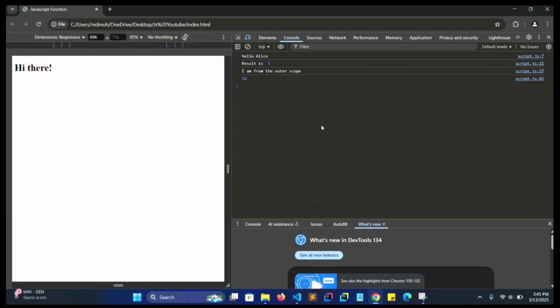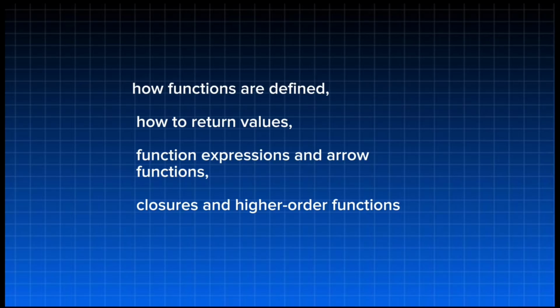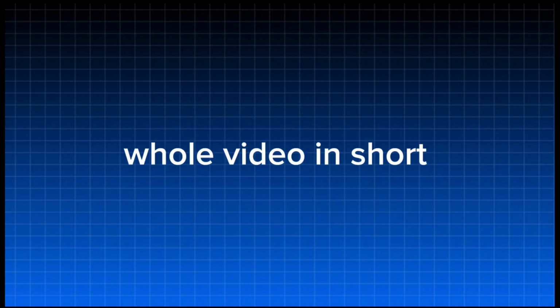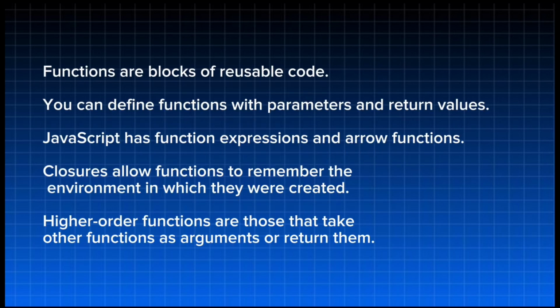Alright, we have covered a lot today: how functions are defined, how to return values, and different ways to write functions like function expressions and arrow functions, and some different concepts like closures and higher order functions. The whole video in short: functions are blocks of reusable code. You can define functions with parameters and return values. JavaScript has function expressions and arrow functions. Closures allow functions to remember the environment in which they were created. Higher order functions are those that take other functions as arguments or return them.